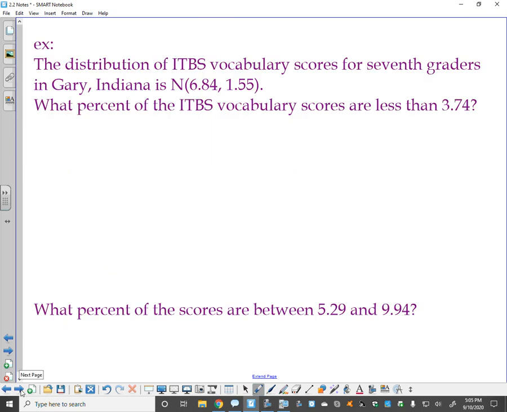Okay, the distribution of the ITBS vocabulary scores for 7th graders in Gary, Indiana is capital N, so I'm normal. The 6.84, that's my mu, and the 1.55, that's my sigma. What percent of the ITBS vocabulary scores are less than 3.74?